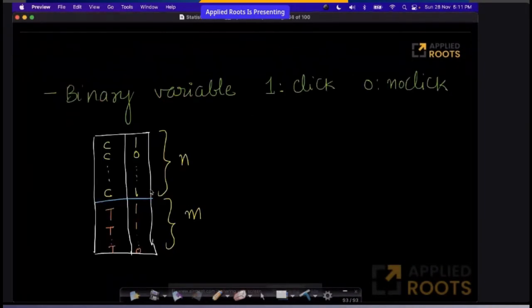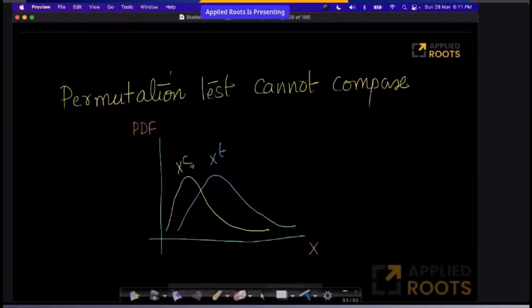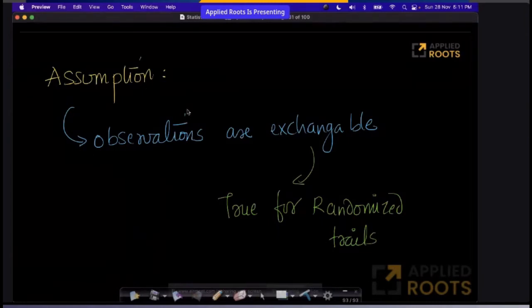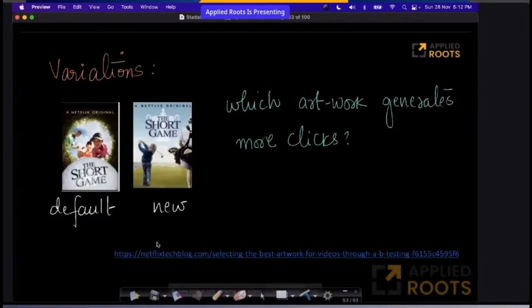Okay, so what we discussed in the third session was this. We said that no test is perfect and permutation test cannot rigorously compare two distributions like this. What permutation test is comparing is some metric of these distributions, like the medians. The only fundamental assumption that permutation test has is that observations are exchangeable between control and treatment, which is always true for randomized trials. The beauty of permutation testing is it's super easy to experiment, super easy to play with in 20 lines of code. It does not make any assumptions of underlying distributions or any complex assumptions. We have full flexibility with the test statistic.